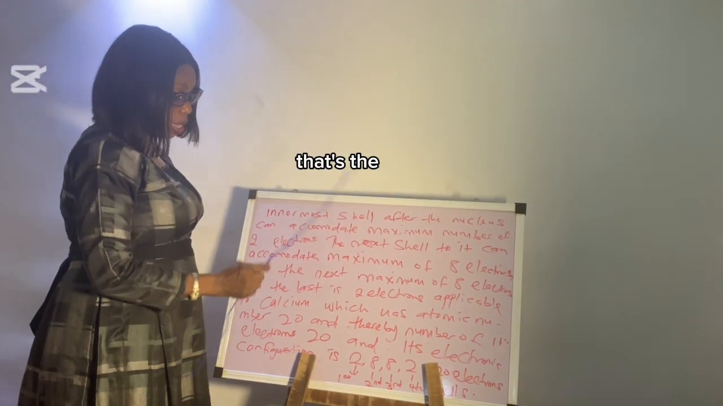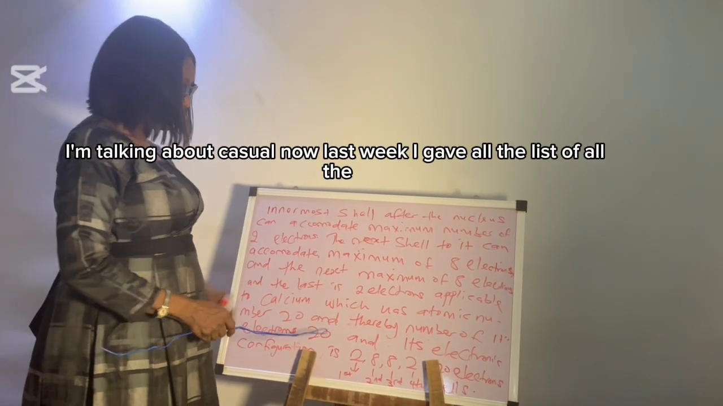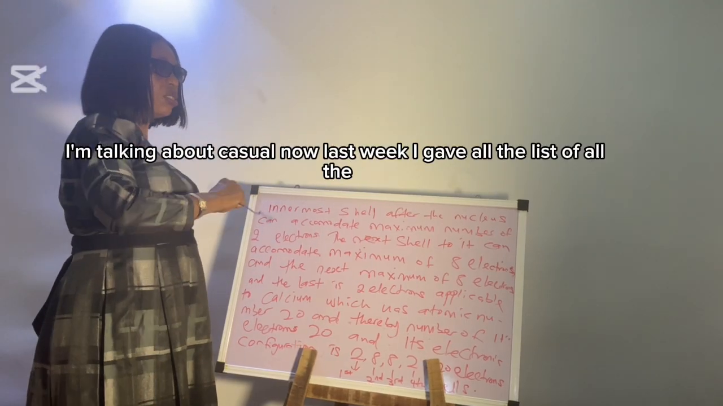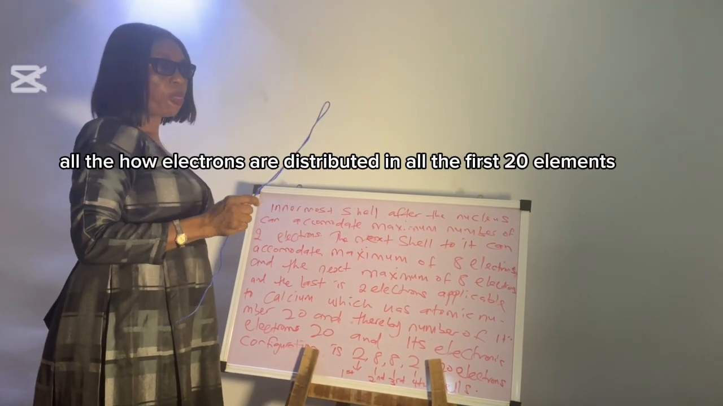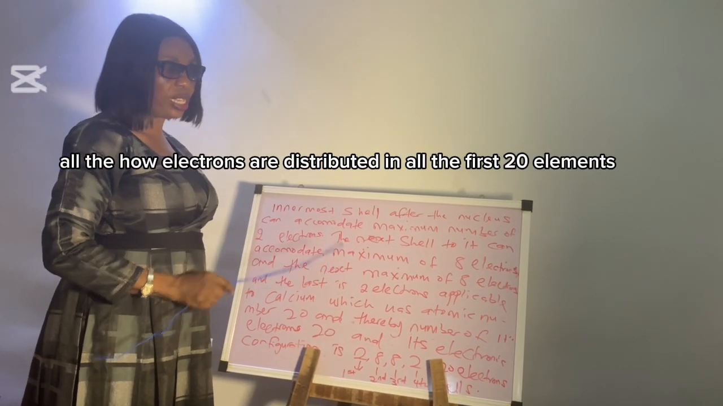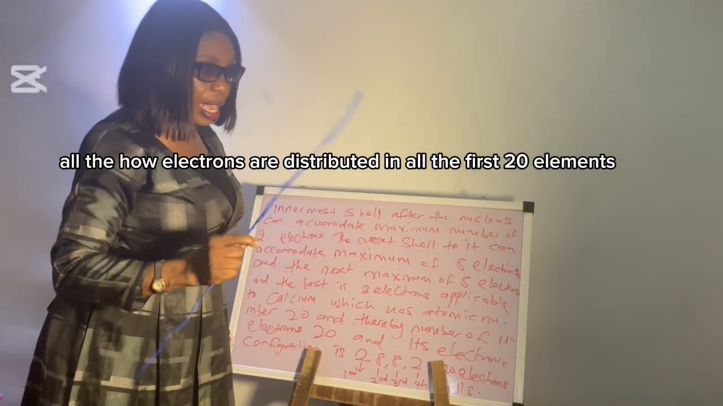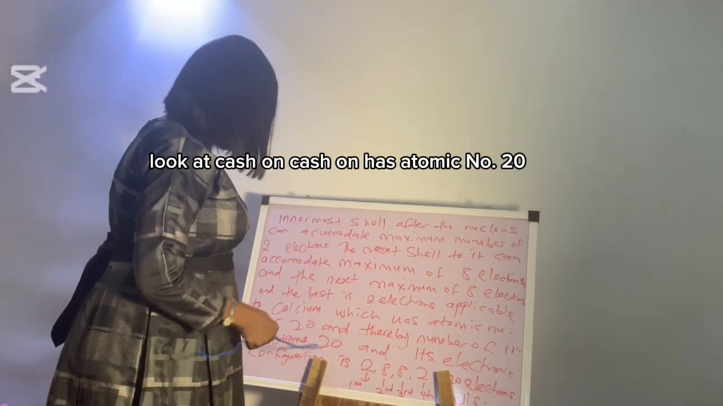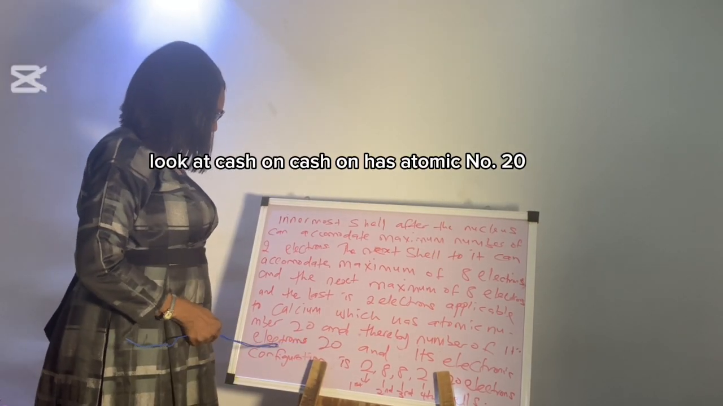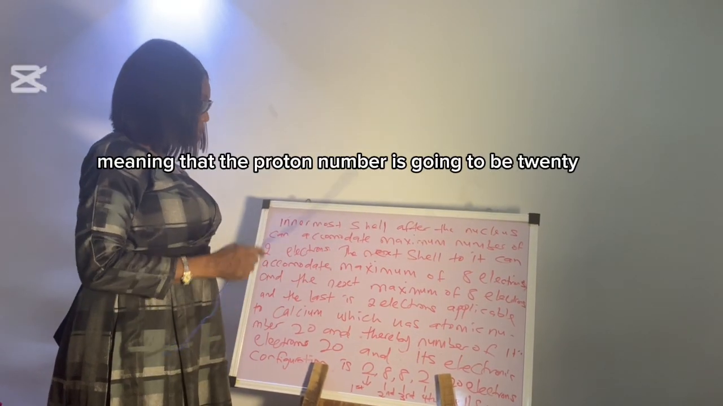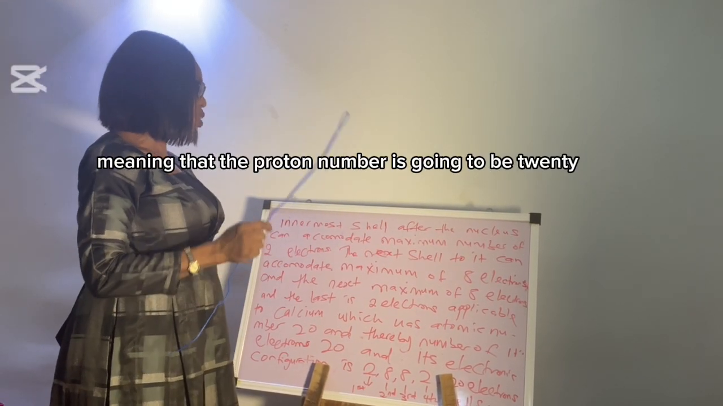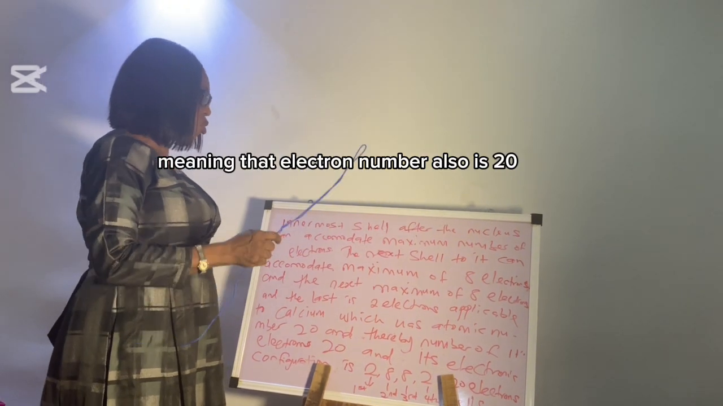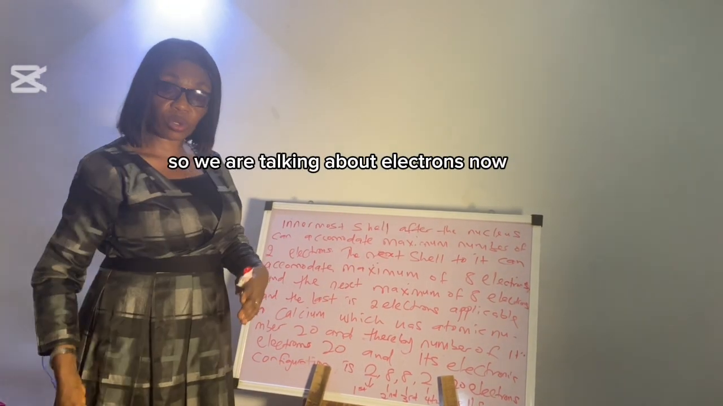I'm talking about calcium now. Last week I gave the list of how electrons are distributed in all the first 20 elements, but today we are just narrowing that to calcium. Look at calcium. Calcium has atomic number 20, meaning that the proton number is going to be 20, meaning that the electron number also is 20. So we are talking about electrons now.